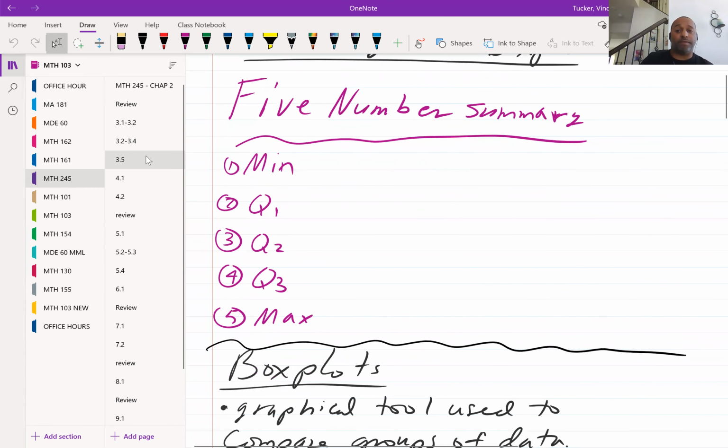So first thing is the 5-number summary, which last section we pretty much found. The minimum value, which is the smallest value, and the maximum value, the largest value. Those two are given in your data set. And then Q1, Q2, and Q3, the points 2, 3, and 4.